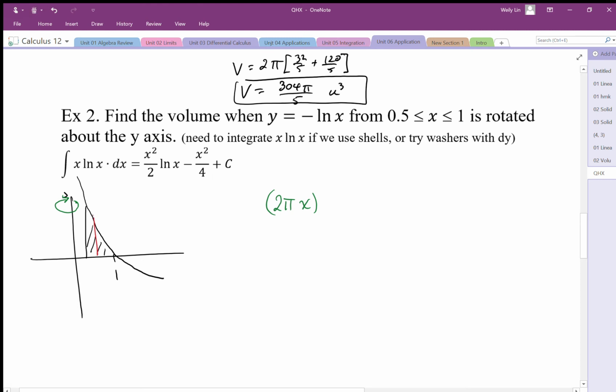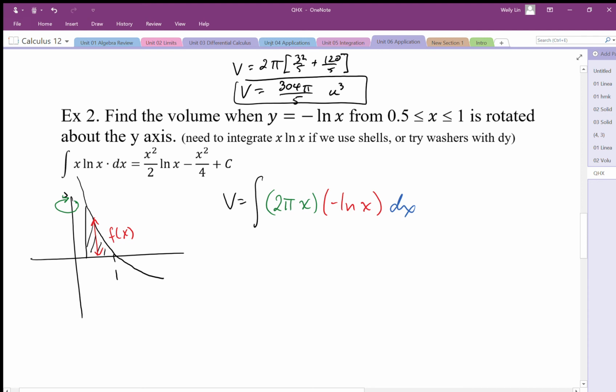I want the height of that. The height of those rectangles is going to be f of x. So in this case, it's going to be negative log x. That's going to be the circumference times the height. We need to give it some thickness, dx. And then we need to integrate that to get the volume.